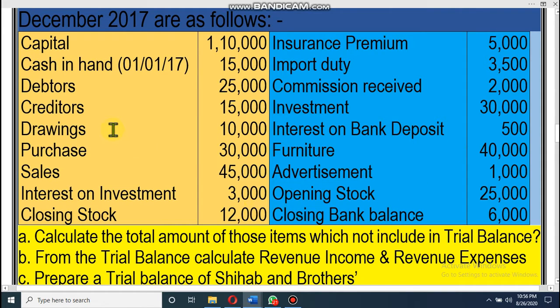Let's come to the question. Dear student, sales, this is number one revenue income. Sales is a revenue income because on a regular, daily basis, the organization sells its goods. Interest on investment: if we invest in any place, we will receive interest at regular intervals. That is another regular income.